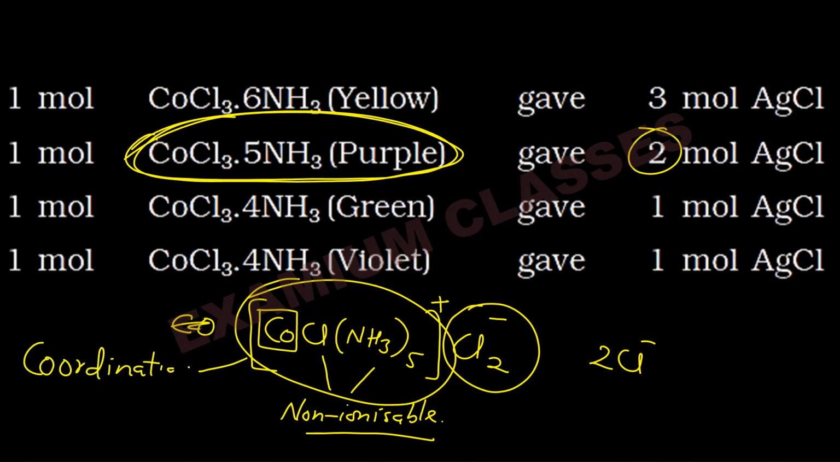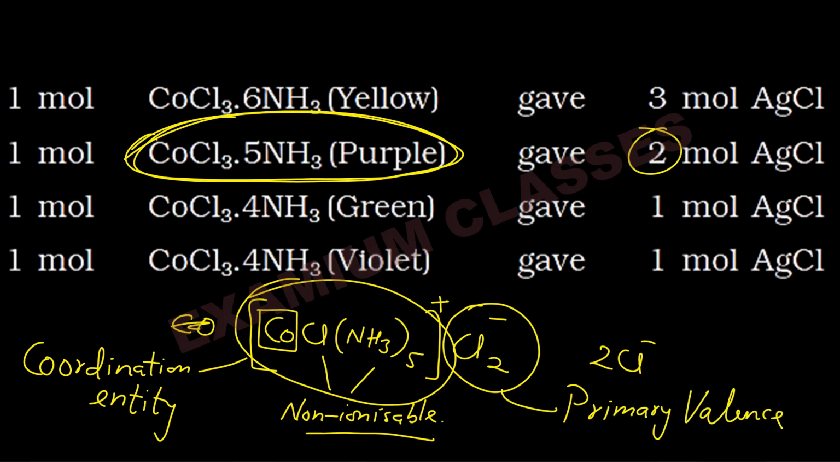coordination entity or coordination polyhedra also. Okay. So this is the coordination part. The other is the ionizable part. So what Werner said is this is the primary valence, which can get ionized, and the one which cannot get ionized is the secondary valence.